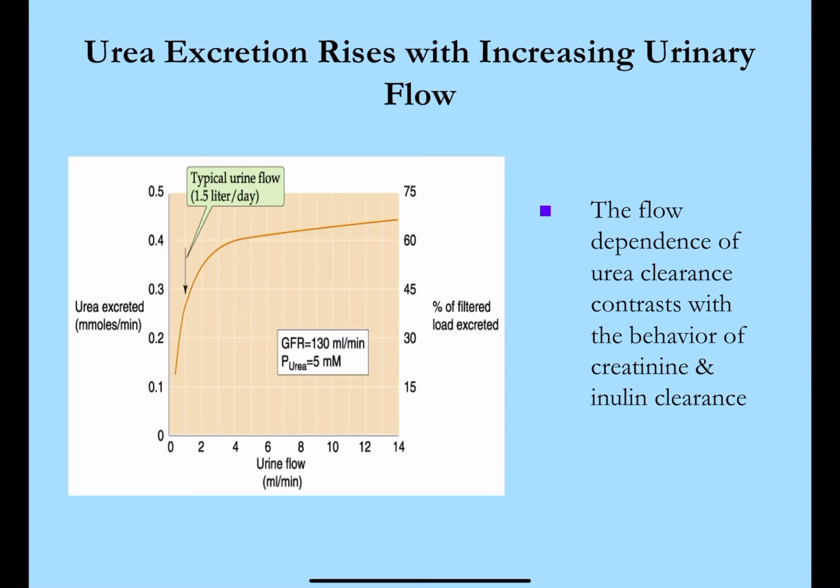If this is your normal urine flow, right? What happens is that if urine flow comes down like this, normally typical urine flow was supposed to be here, and then we said about 40% of the blood urea nitrogen has to be excreted, but if the flow comes down, then I'm going to excrete much less than that. So the whole idea, flow is very important for the urea.